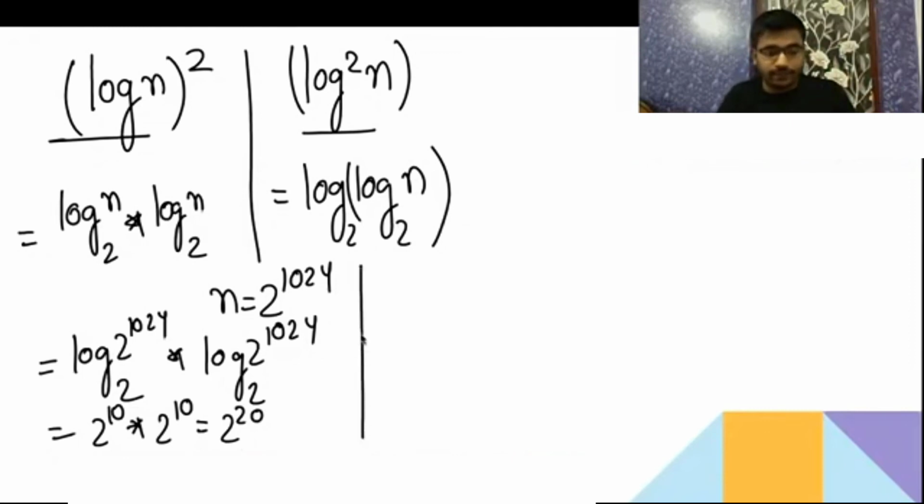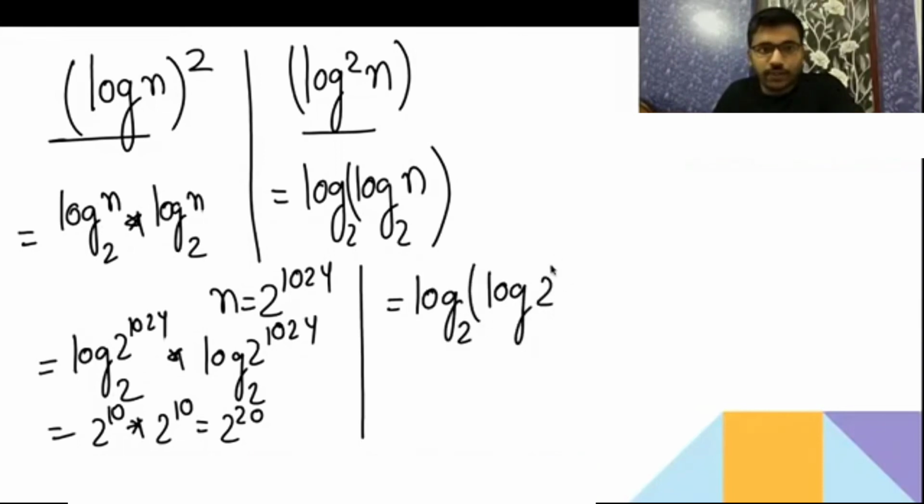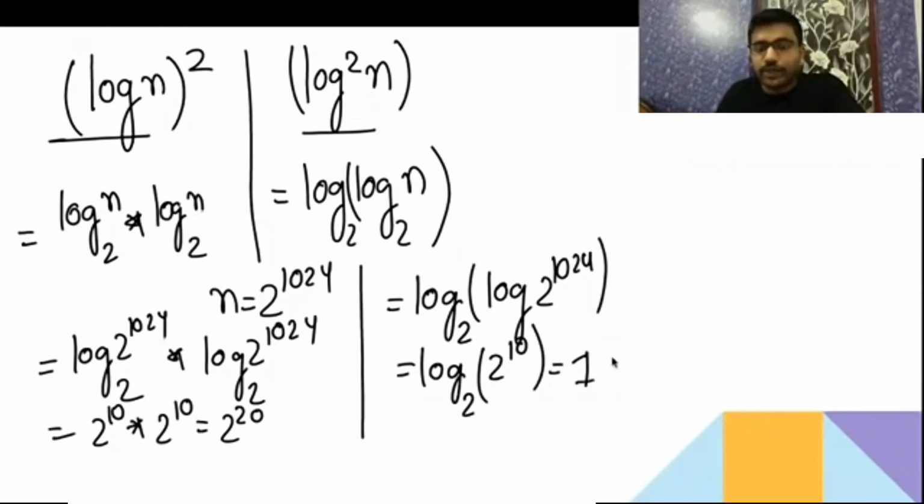Now here you will get log base 2, log of 2 to the power 1024, that is 2 to the power 10, then log again, you are going to get 10. So this one is greater.